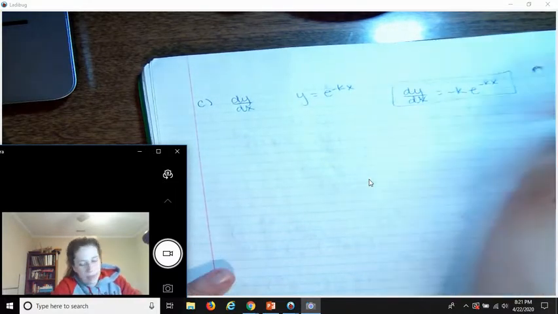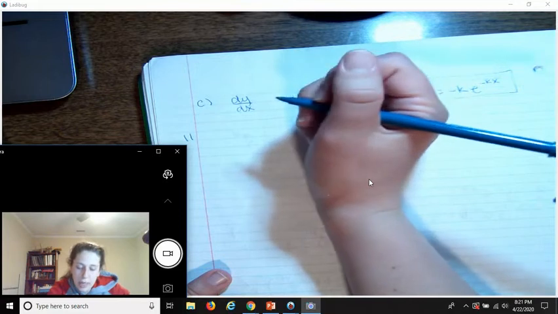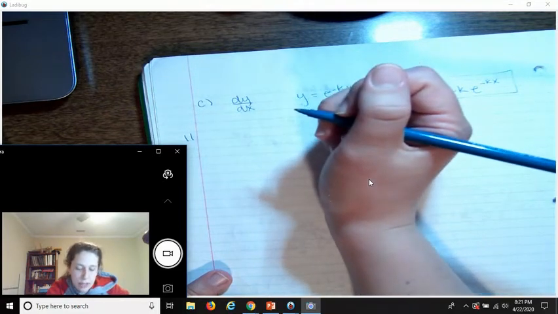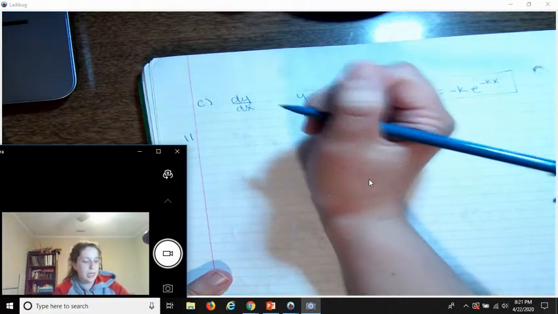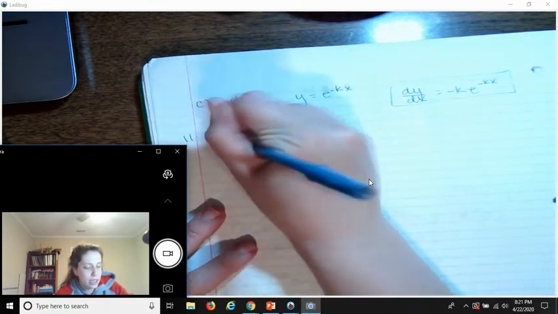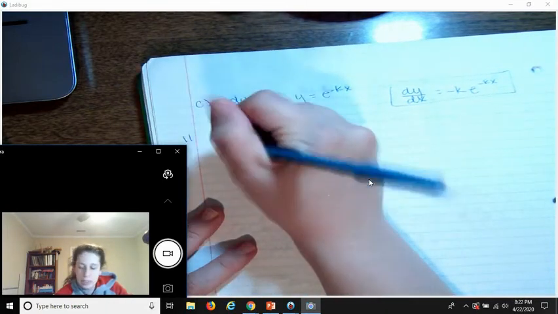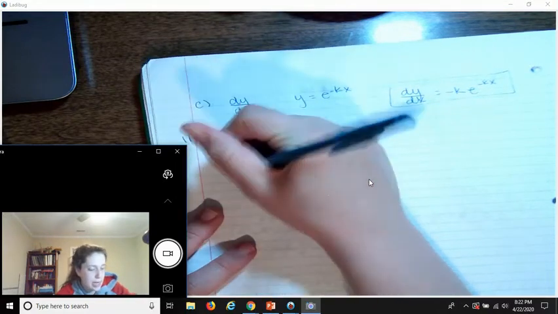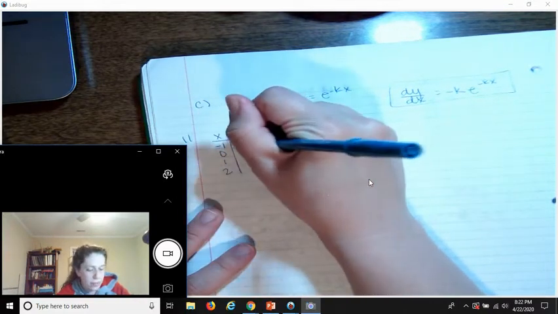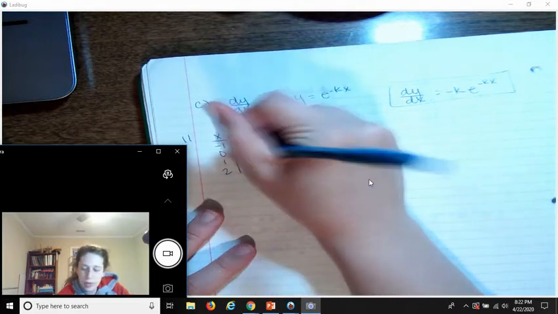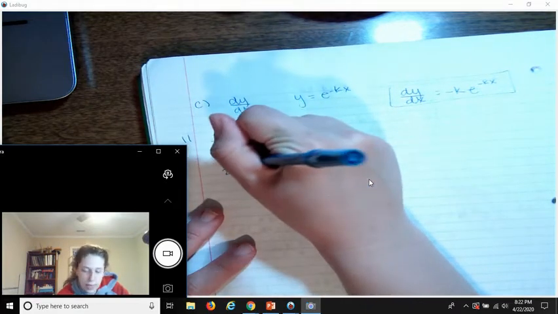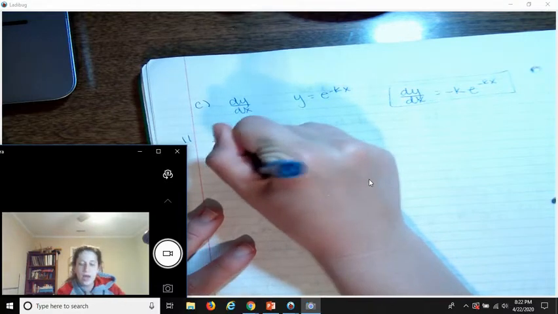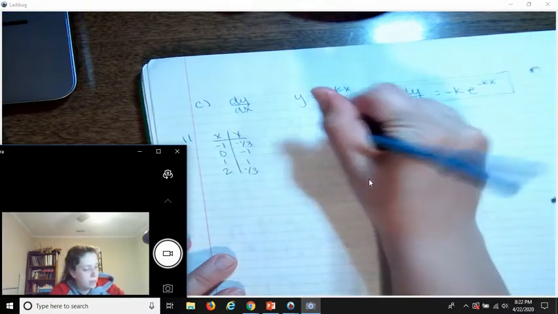All right, now number 11. It said to graph the function. I did a little chart. So I had -1, 0, 1, and 2. At -1, you got -1/3. At 0, you got -1, then 1, then 1/3. And I drew this graph in.